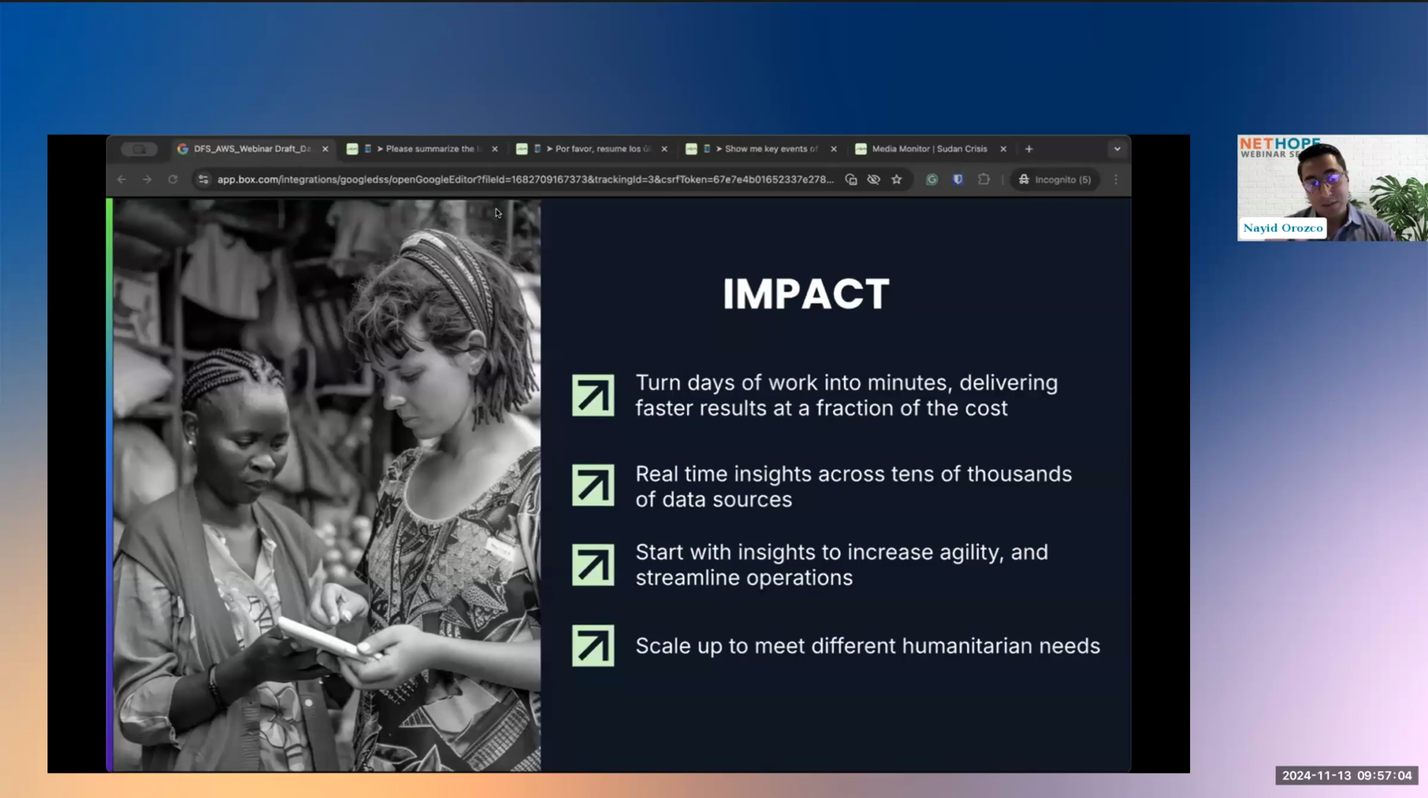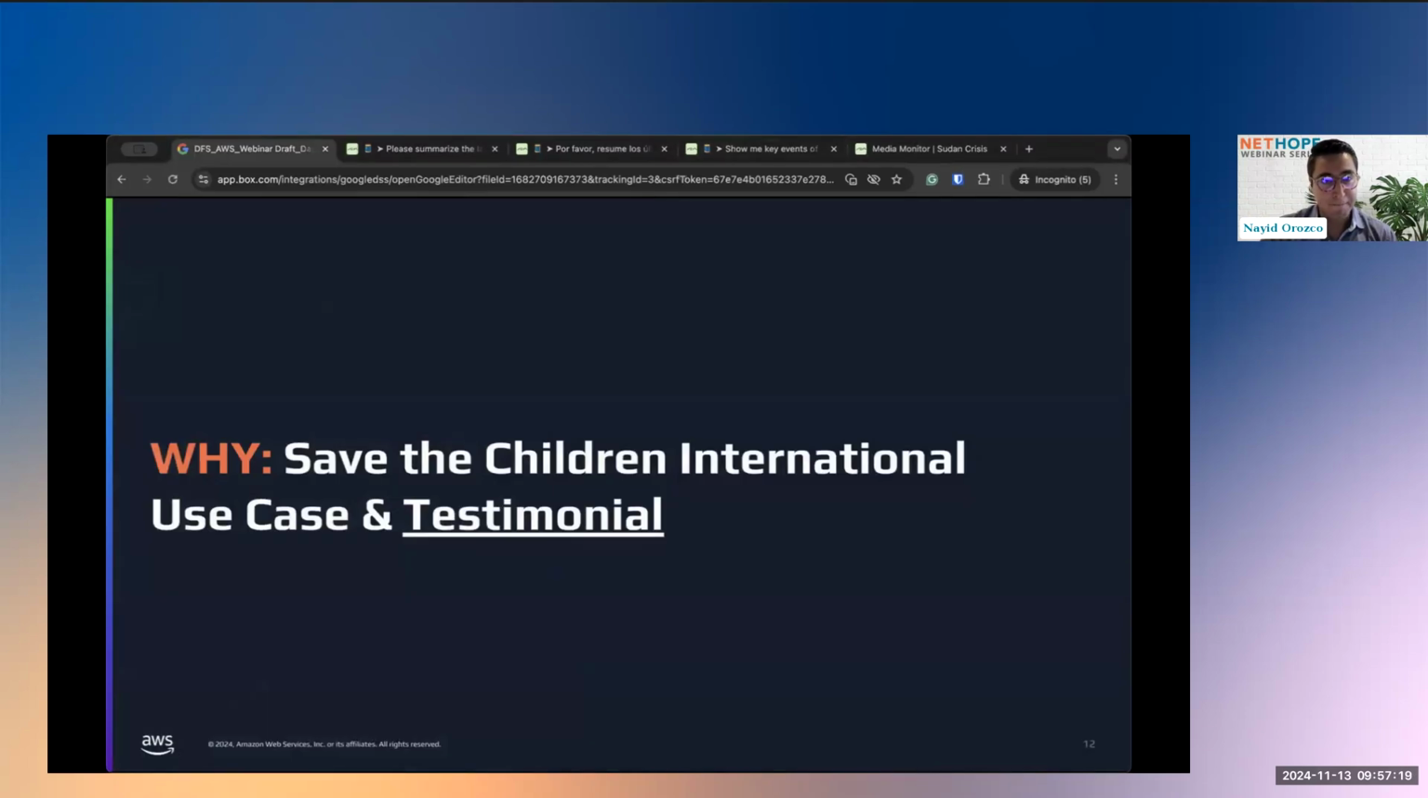And something to remark again: these aren't just features. What we consider is they are fundamental shifts in how we approach humanitarian response, and we are already seeing some of those results in the field.